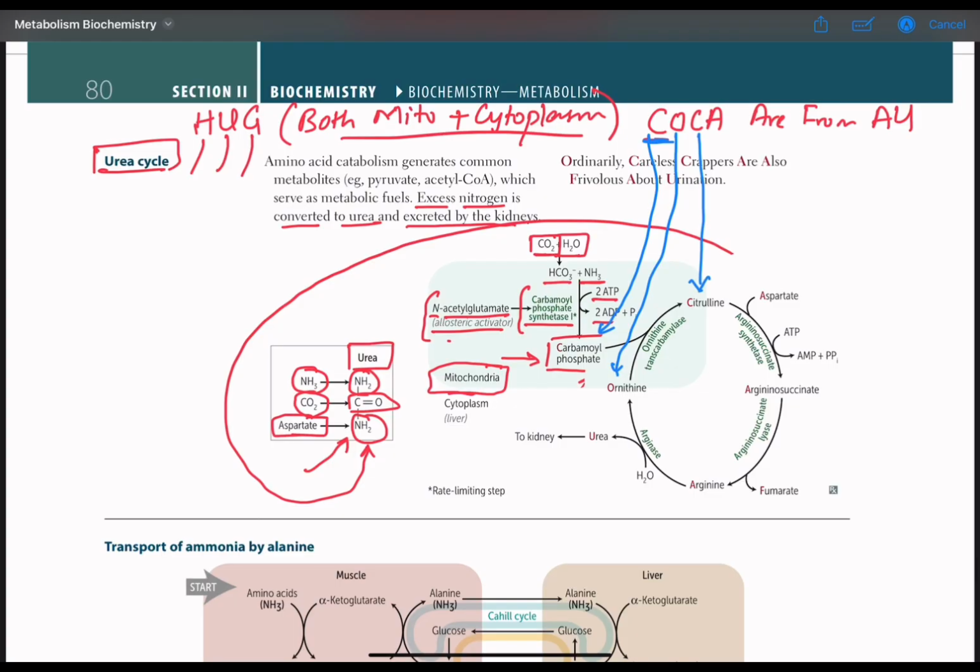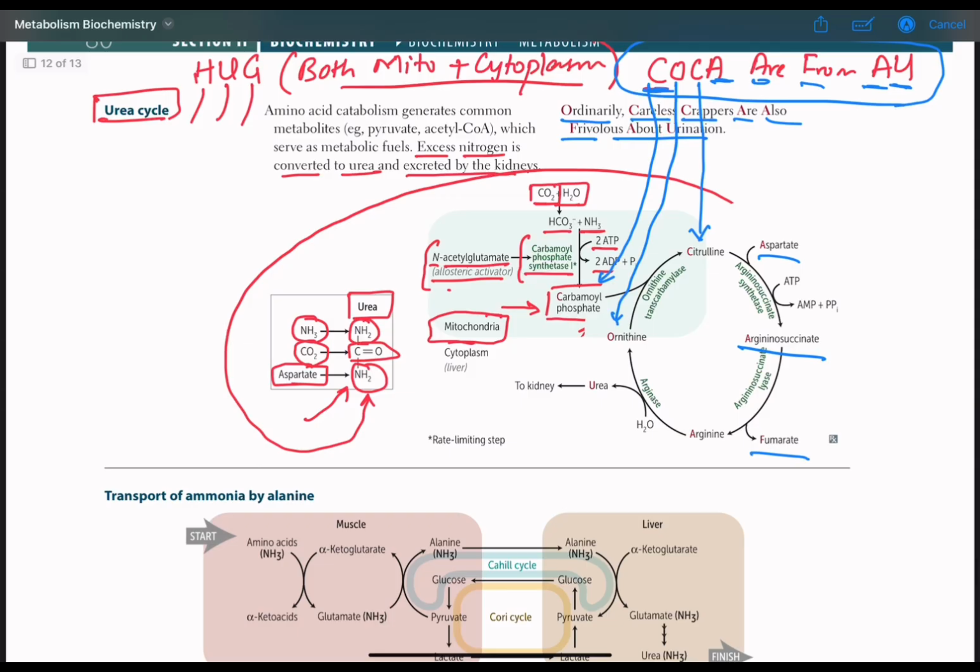Then after that we have aspartate combining to form argininosuccinate. Then from argininosuccinate, fumarate is released, giving off arginine, and at last urea is given. So I personally use this mnemonic, but if this mnemonic is convenient for you, you can use it. Careless scrapers are also frivolous about urination. So this was all about the urea cycle.